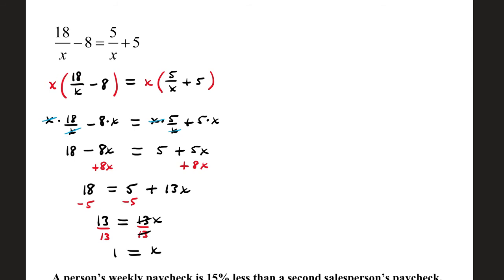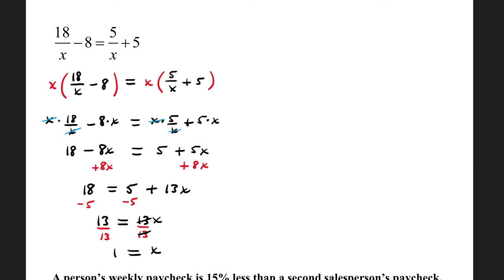X times 18 over x. The x's cancel, that leaves 18. On the next jump, negative 8 times x, that's negative 8x. On the right side of the equation, when we jump, x times 5 over x, the x's cancel, leaves 5. And then 5 times x, that's 5x.